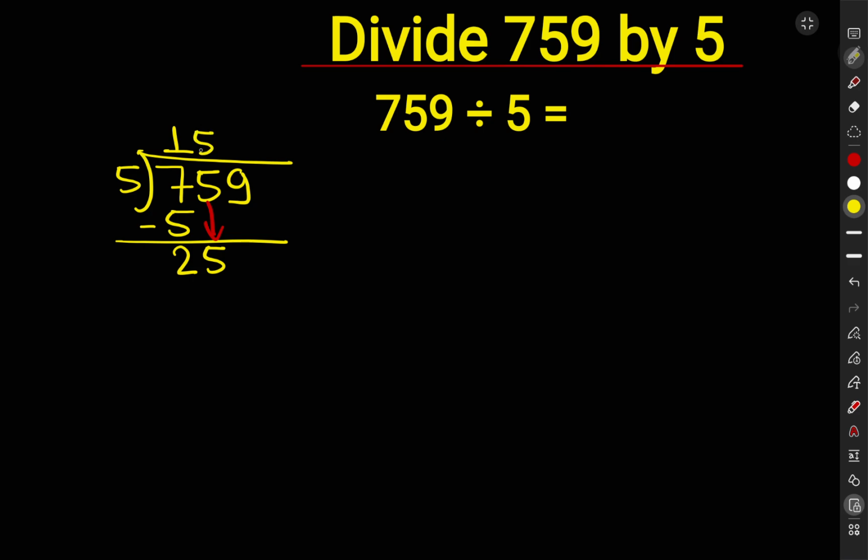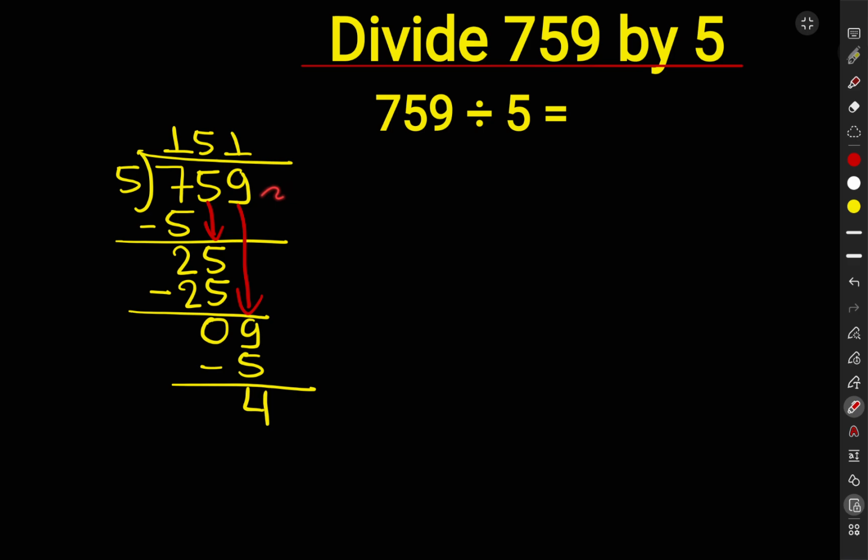So now we put down this 5 and it is 25. So 5 times 5 is 25. On subtracting we get 0. So again we put down this 9 and 5 times 1 is 5. On subtracting we get 4.